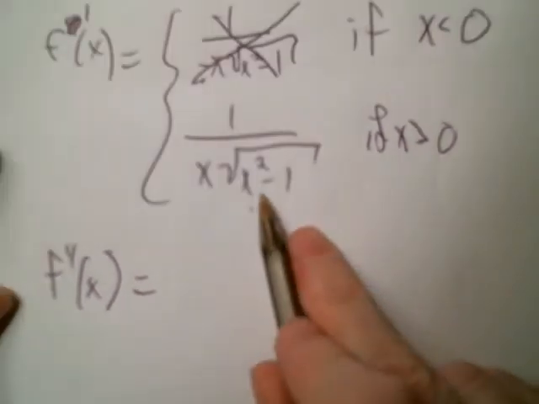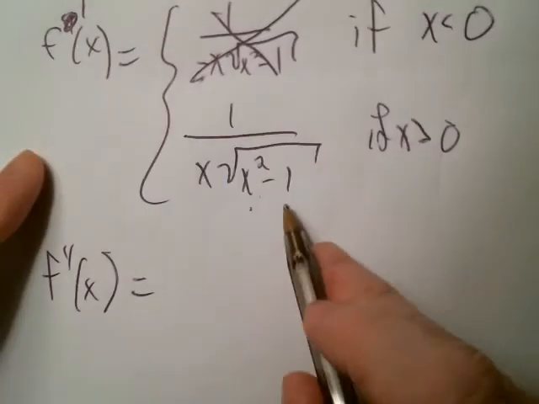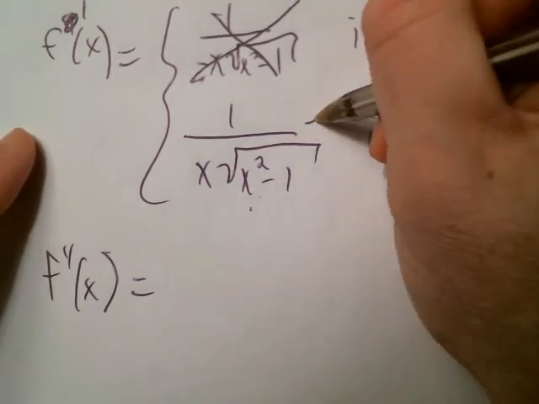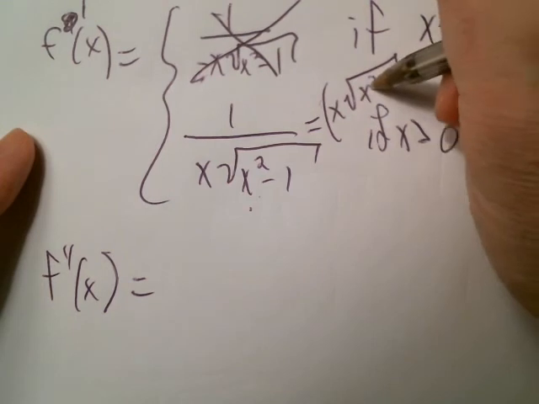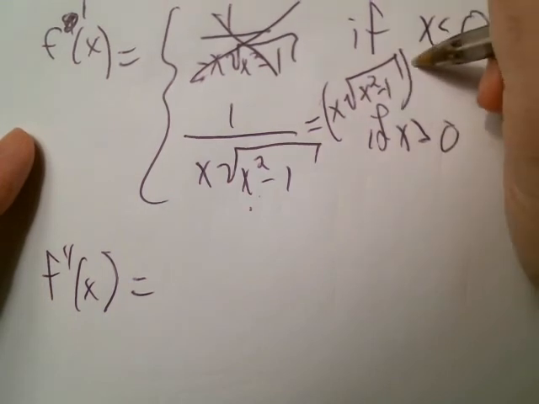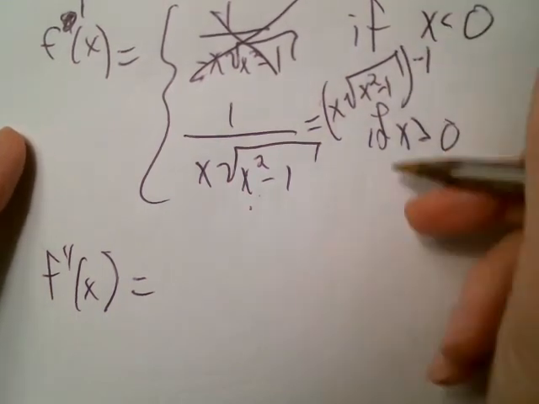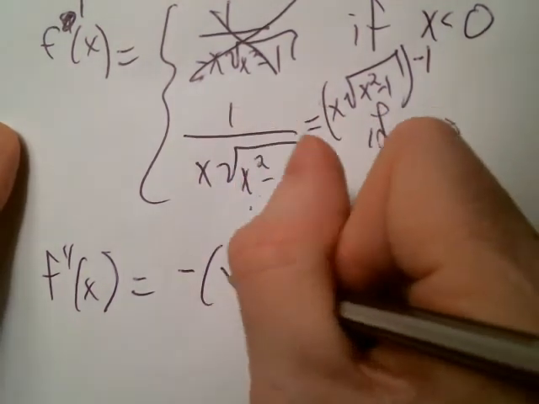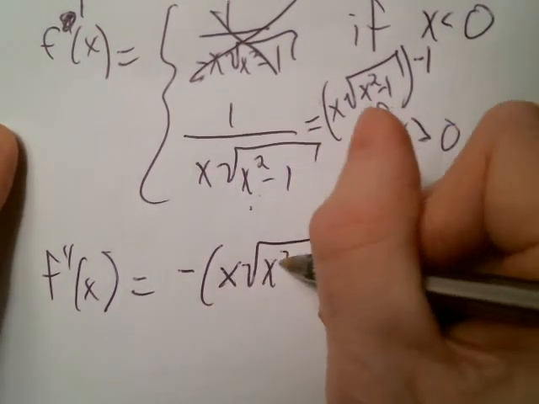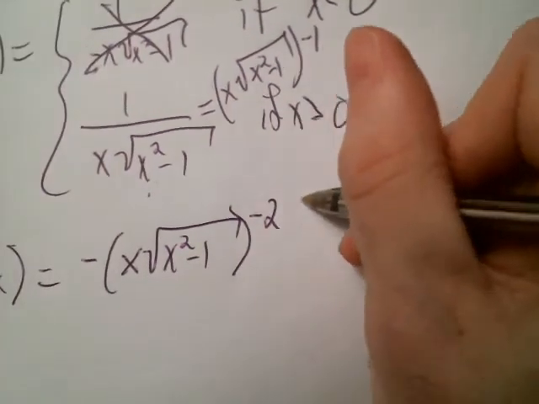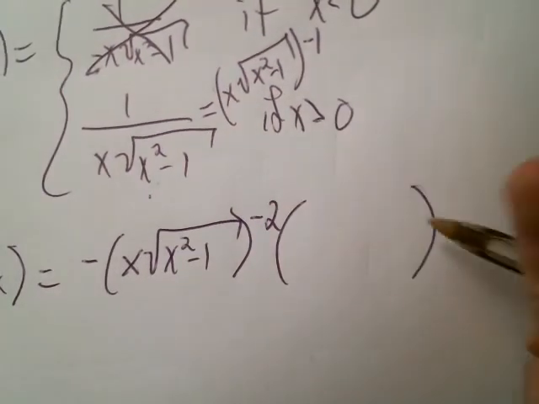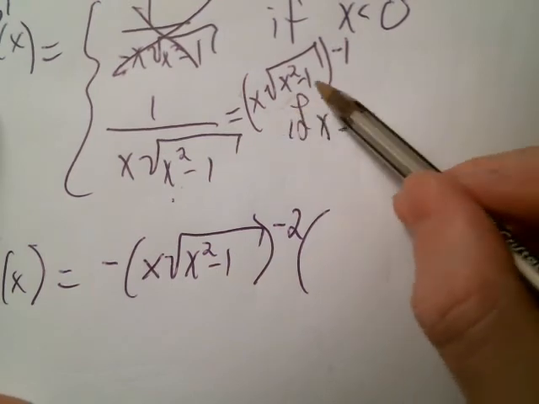And then to get the derivative of this thing, it's a matter of a lot of nastiness, right? This is the same thing as x times the square root of x squared minus 1 to the negative 1. So power rule, bring down the negative, and then I got x times the square root of x squared minus 1, now to the negative 2, and then times the derivative of the guts, right?